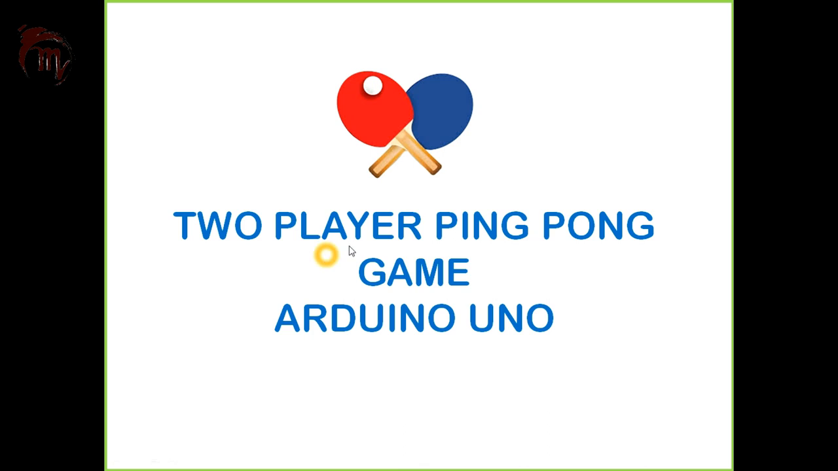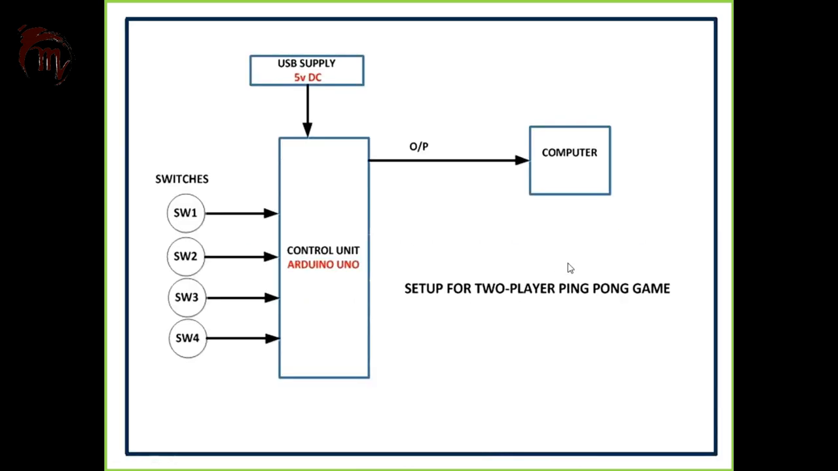So today I will demonstrate how I have made this two-player ping pong game using an Arduino UNO. I'm using Processing software on my computer, which communicates with the Arduino UNO. A button will be pressed on the Arduino side and it will communicate with the Processing software on the computer side, so as to change the paddle's up and down motion and strike the ball to the opposite corner so as to win the game.